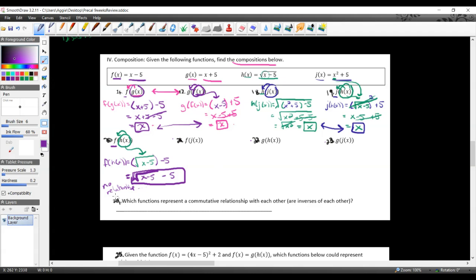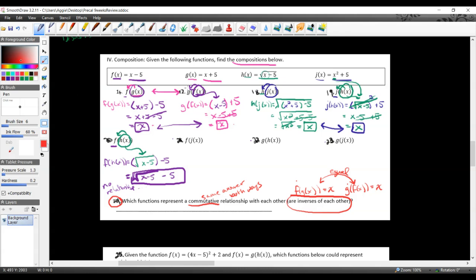And I really want to focus on number 24 because 24 is actually kind of important. Okay, so it says which functions represent a commutative relationship with each other. And then this one says are inverses of each other. So remember that for something to be an inverse with composition, f of g of x should equal x, and g of f of x should also equal x. And it turns out that these two things are equal. So commutative means that it's the same both ways, okay? So you get the same answer both ways. Because here we have f first and here we have g first. But they're both equal to x.